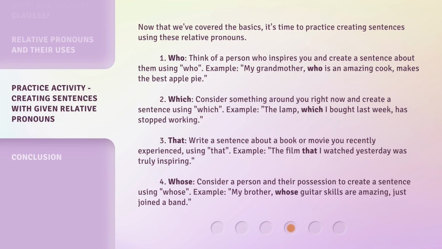Now that we've covered the basics, it's time to practice creating sentences using these relative pronouns. 1. Who. Think of a person who inspires you and create a sentence about them using who. Example, my grandmother, who is an amazing cook, makes the best apple pie. 2. Which. Consider something around you right now and create a sentence using which. Example, the lamp, which I bought last week, has stopped working.